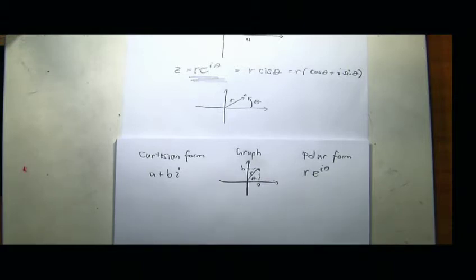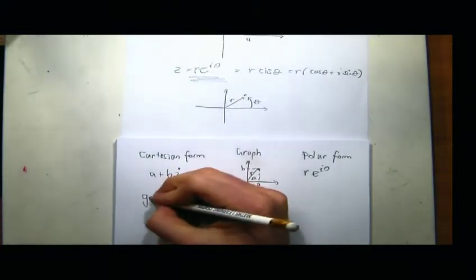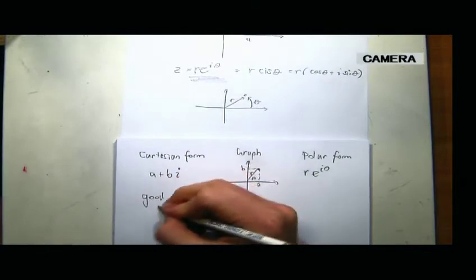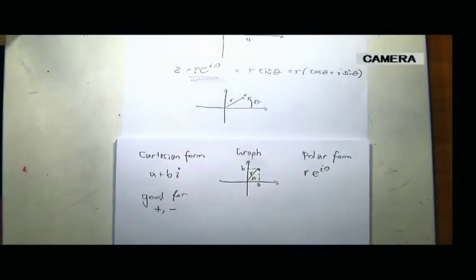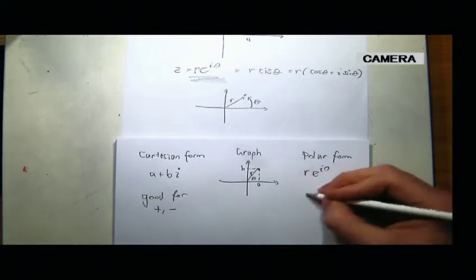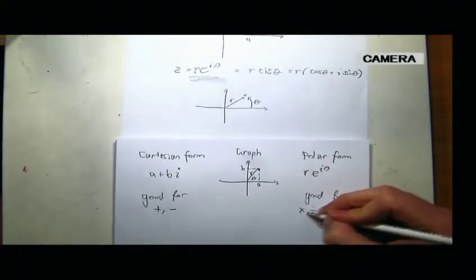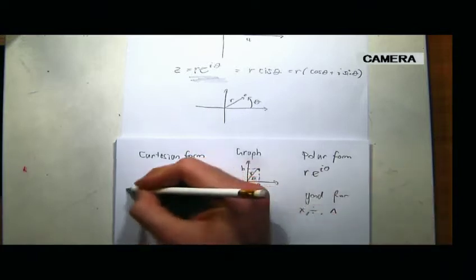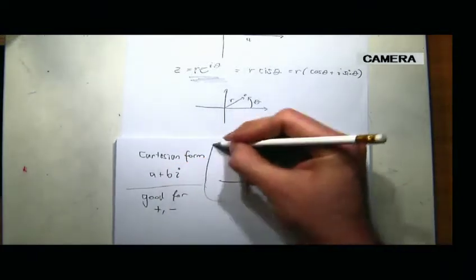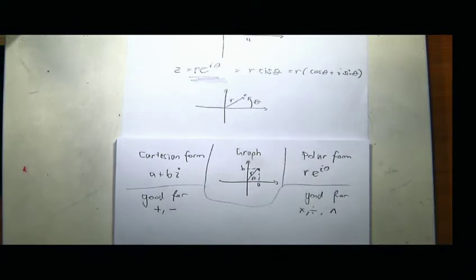All right. That's great. And the reason that we have the different forms is because they're useful for different purposes. The a plus bi is awesome for addition and subtraction. And your polar form is good for times and divide and powers. That's what we're looking at there.